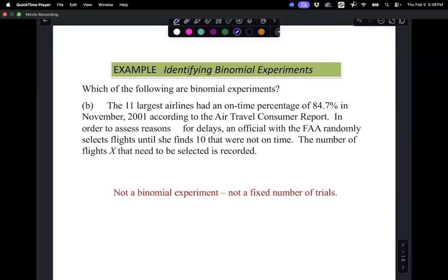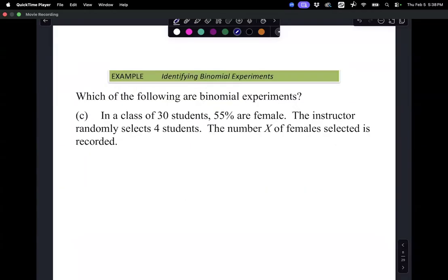All right, let's do another one. I think we have one more. Yep, this is it. In a class of 30 students, 55% are female. The instructor randomly selects 4 students. The number X of females selected is recorded. This is a tricky one.